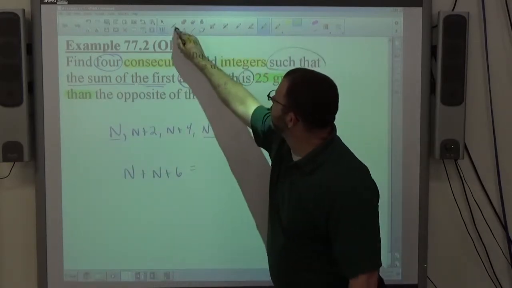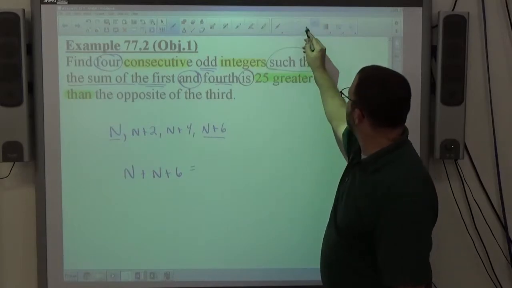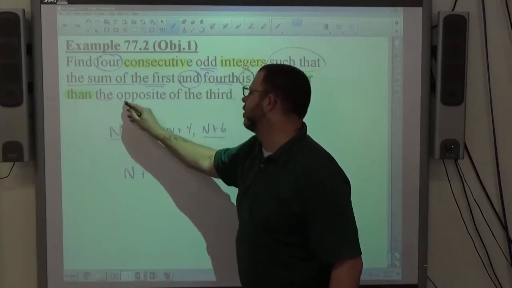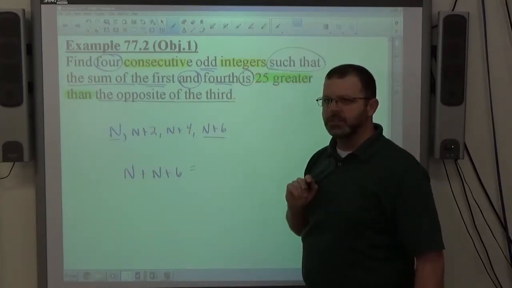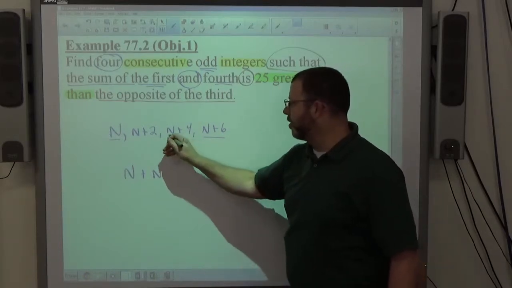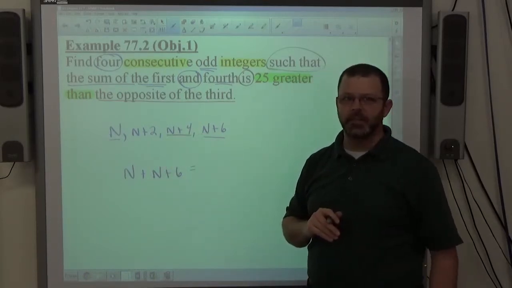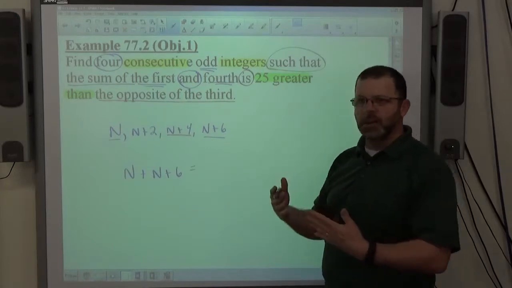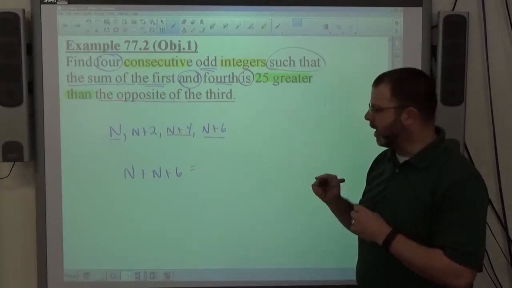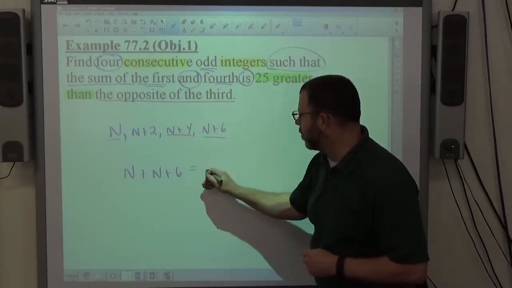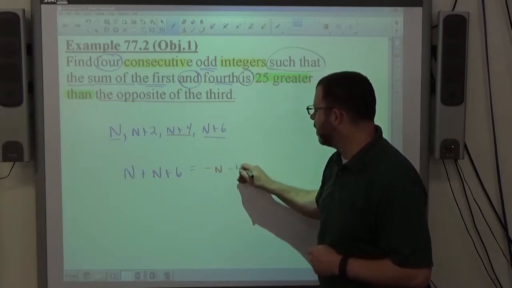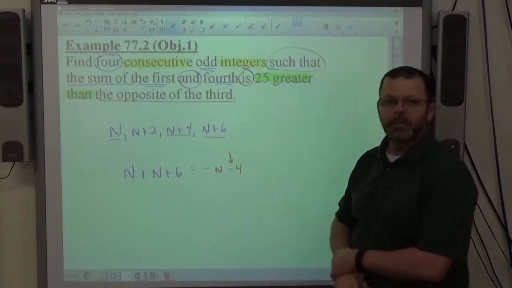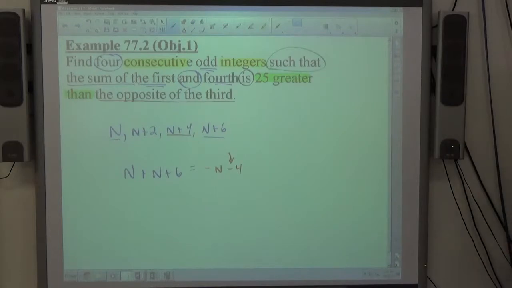All right, now notice this next one. This also is something that trips people up quite often. It says the opposite of the third. What's the third? n plus 4 is the third. How many objects is that? 2. To make the opposite of a multiple object thing, you have to change the sign of everything. So it means minus n minus 4. You're changing the sign of an object that's being represented by multiple things. Every piece of that has to be changed.